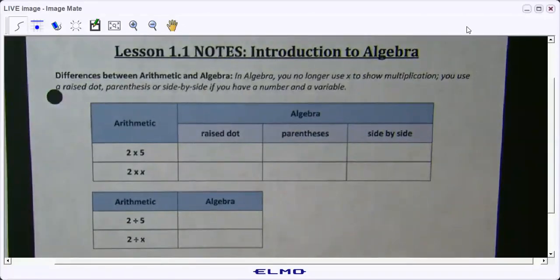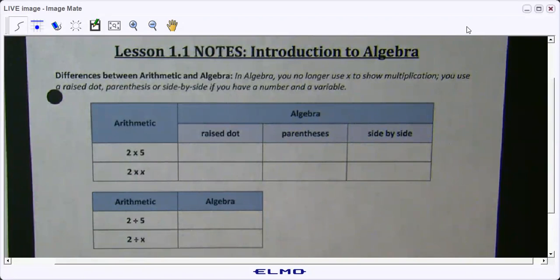Okay, so we're doing lesson 1-1. It's just an introduction into algebra. Basically, it's vocabulary and how to write multiplication and division in algebra. I know that you've already done this. This is just a review.